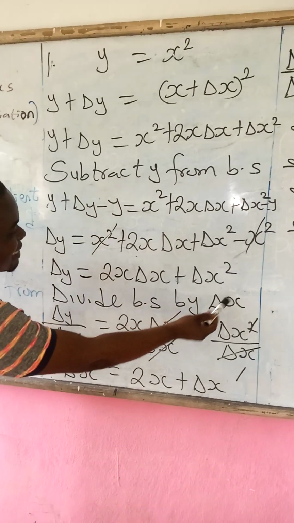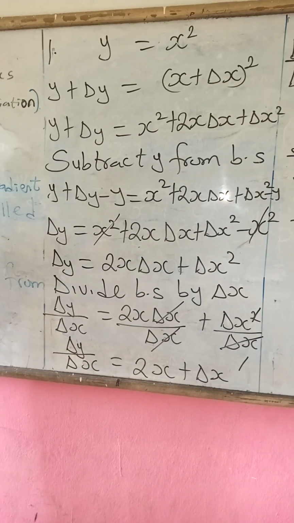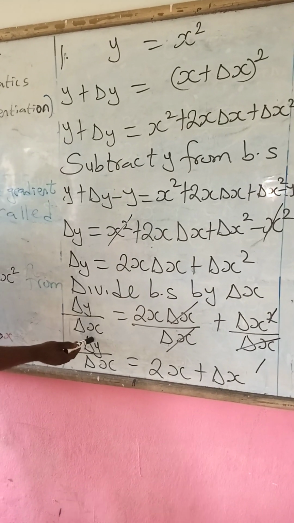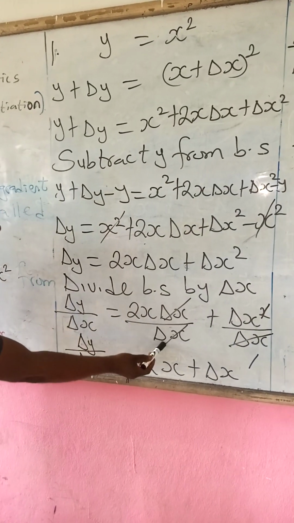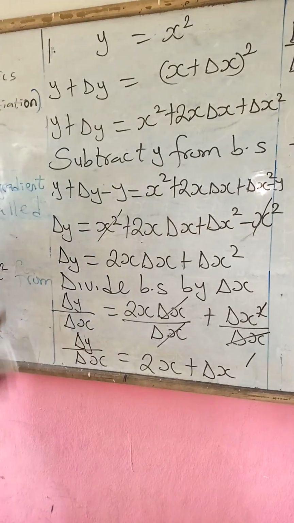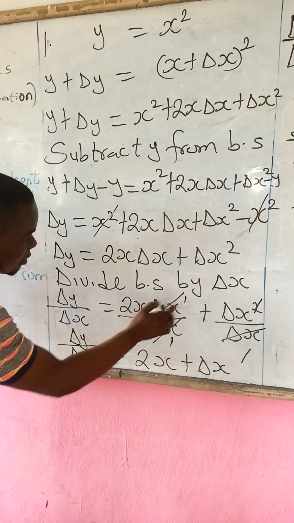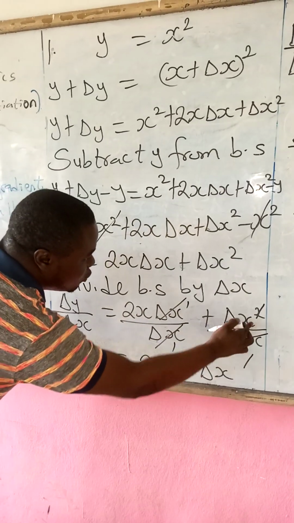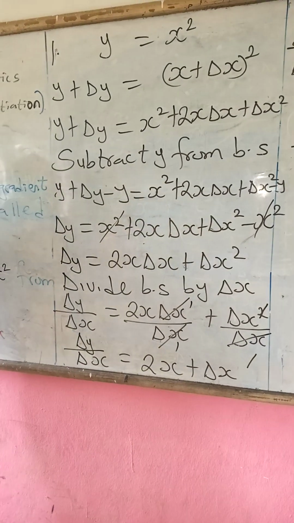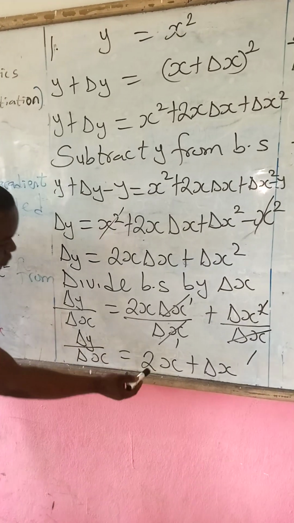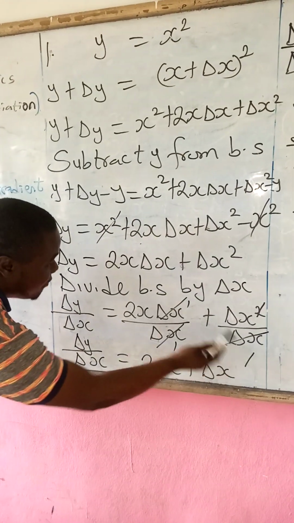Divide both sides by change in x. That is the next rule. Follow the rules. Divide both sides by change in x, which I have done here. I divided this by change in x, I also divided this one by change in x, and I also divided this by change in x. You must obey the rule. The x can cancel the x here. Change in x over change in x is 1. So the change in y divided by change in x equals 2x plus change in x after the division.